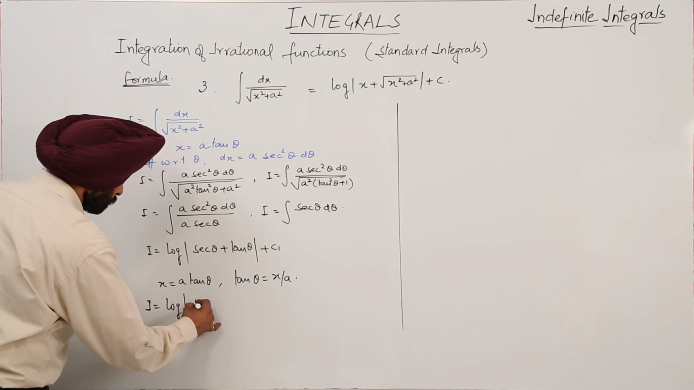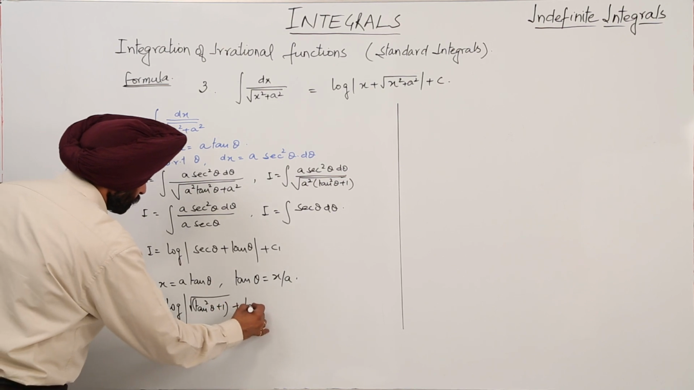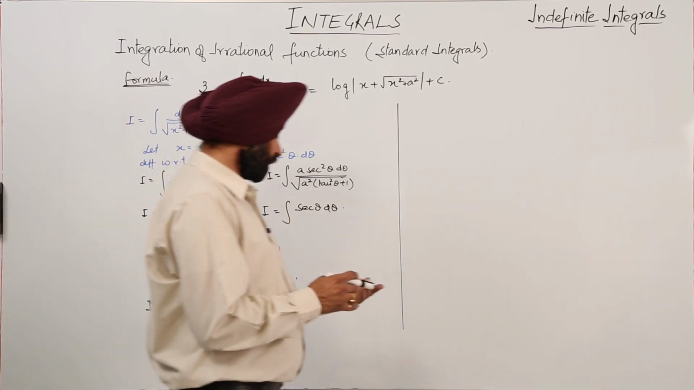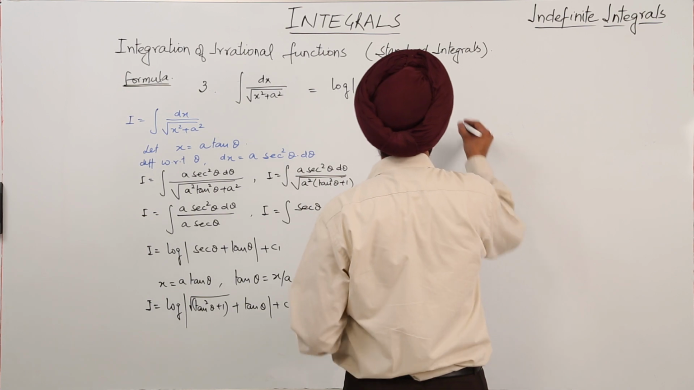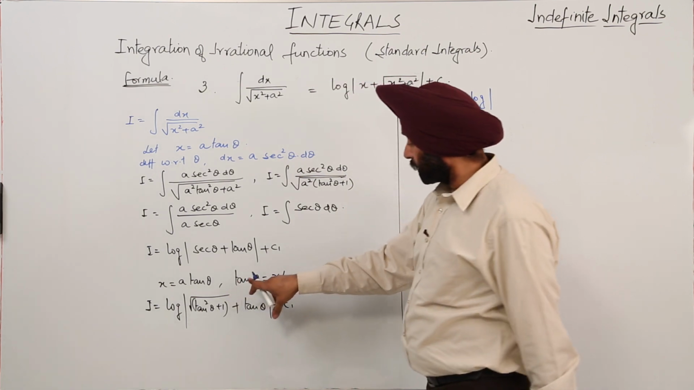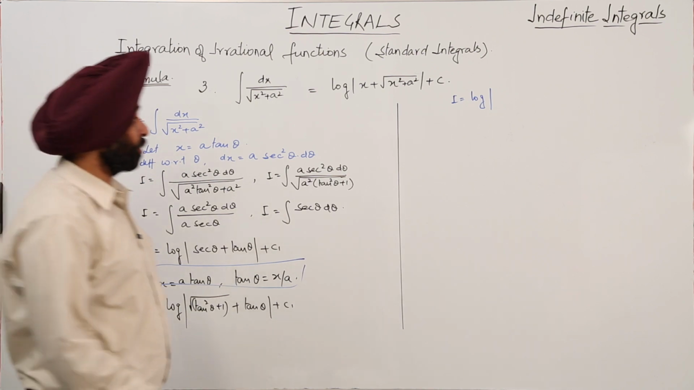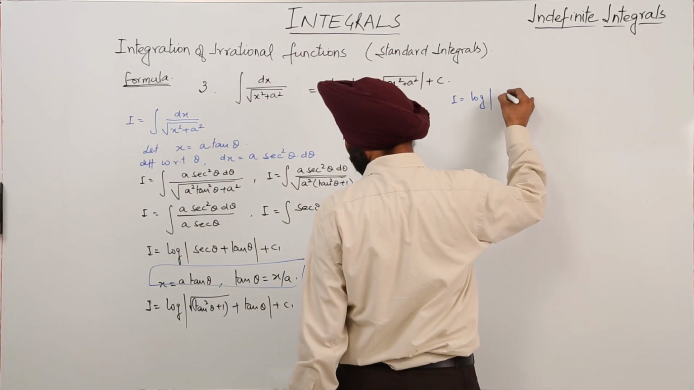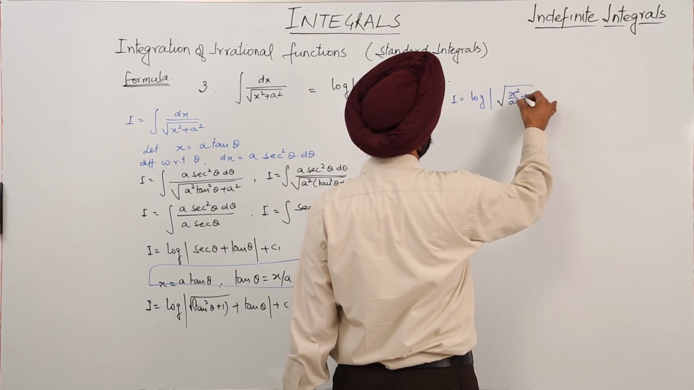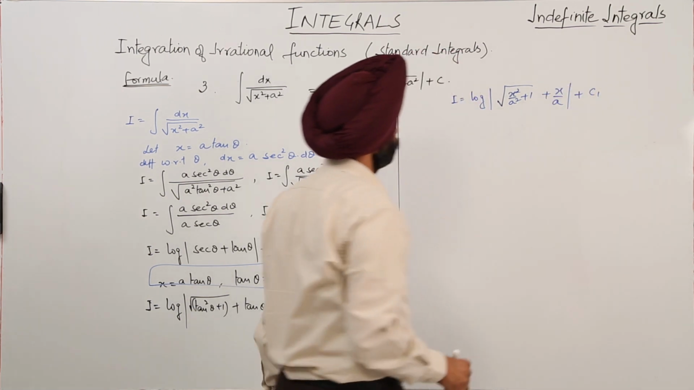Log of secant theta, that is square root of tan square theta plus 1, plus tan theta, plus c1. Now putting these values, we have log, and tan theta, as already mentioned, is x upon a. It is square root of x square upon a square plus 1, plus x upon a, plus c1.